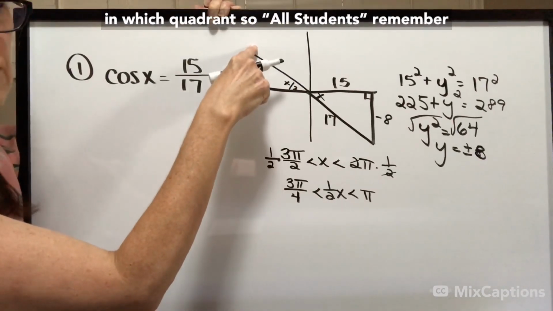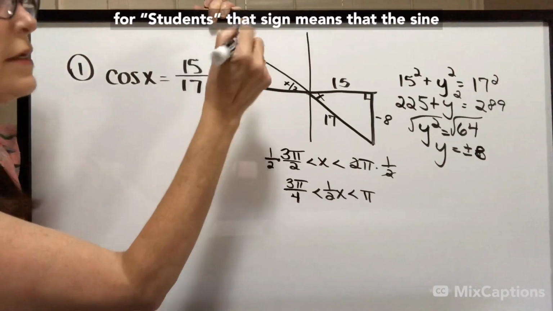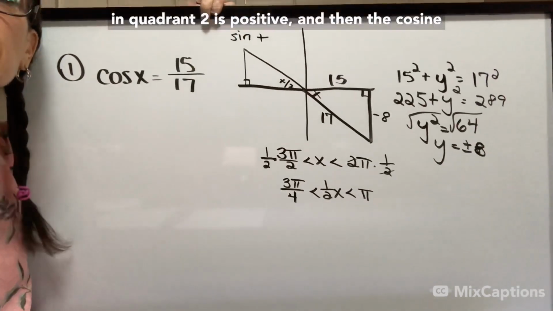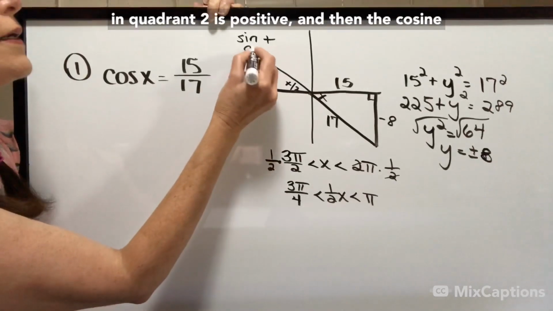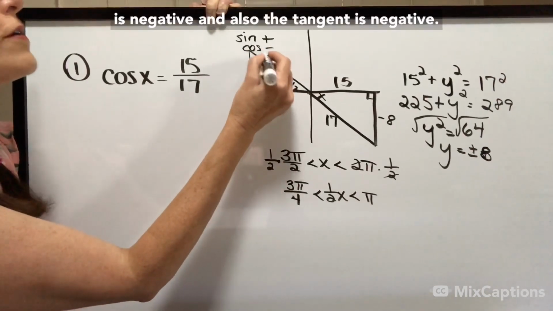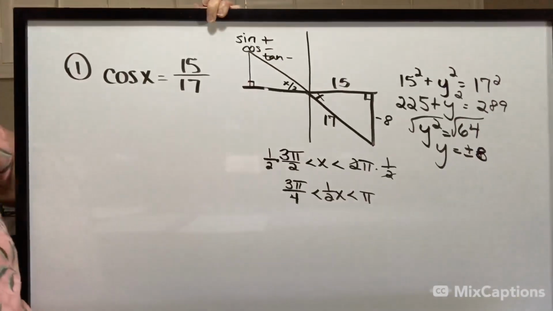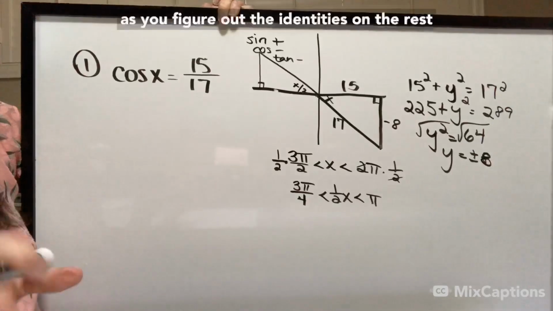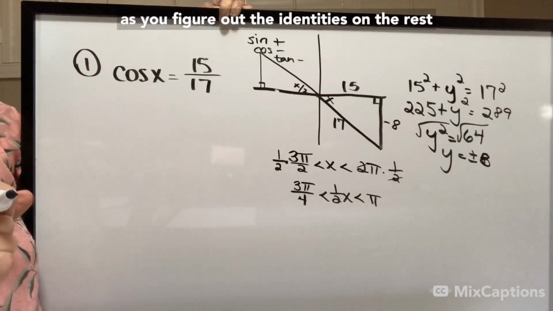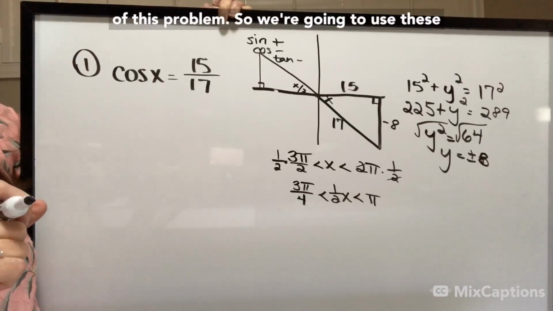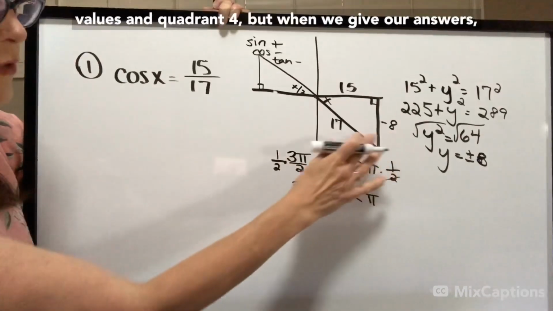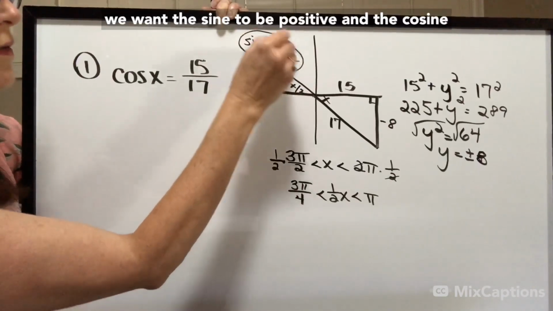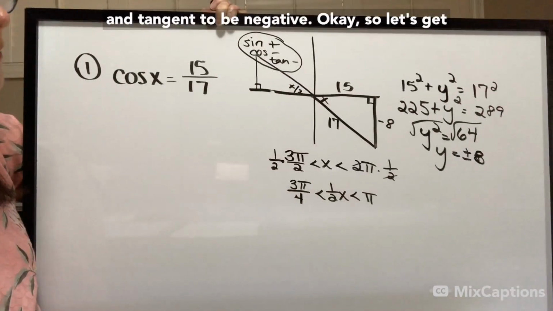So all students, remember students represent sine, so that means that the sine in quadrant 2 is positive. And then the cosine is negative, and also the tangent is negative. So that's what you're going to use as you figure out the identities on the rest of this problem. We're going to use these values in quadrant 4, but when we give our answers, we want the sine to be positive and the cosine and tangent to be negative.